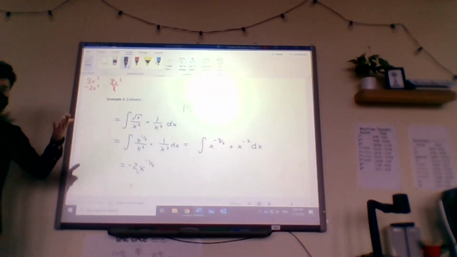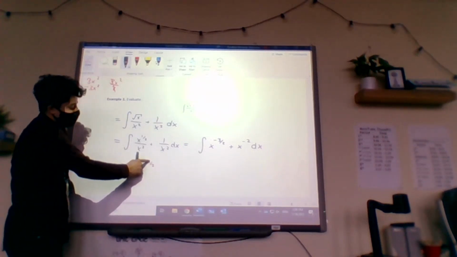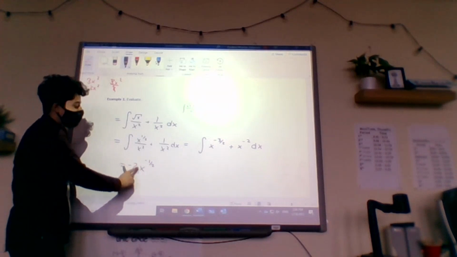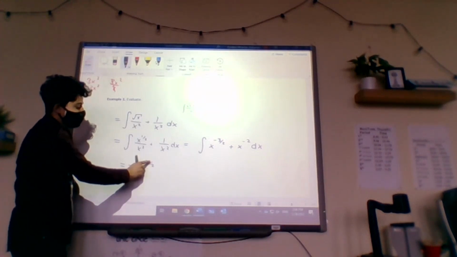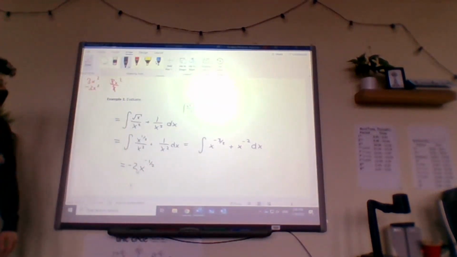Okay, and then if you're ever trying to check, did I do this right? Then just take the derivative of this. If I took the derivative of this, the exponent would come down, it would become a +1, and then this would become x to the, this minus 1 is -3/2, so we did a good job.